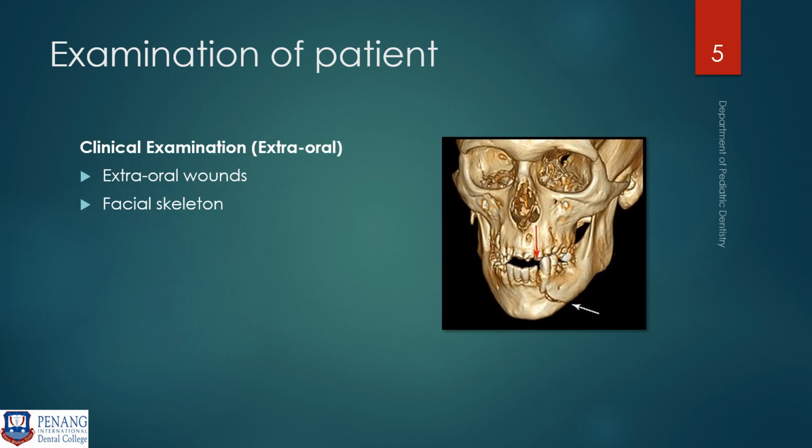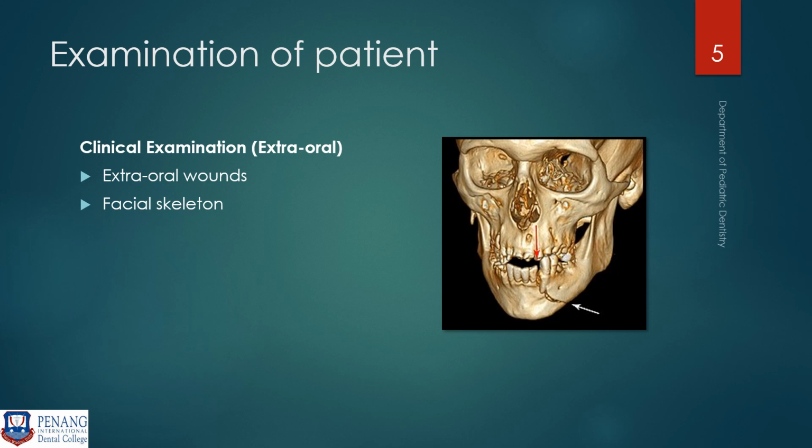So once you complete that, you come to the extraoral clinical examination. So you have to look for extraoral wounds. The presence of a wound will tell you the type of injury. For example, if the lips are lacerated, you will be expecting to see some injuries on the gums, on the adjacent tooth structure, periodontal ligaments.